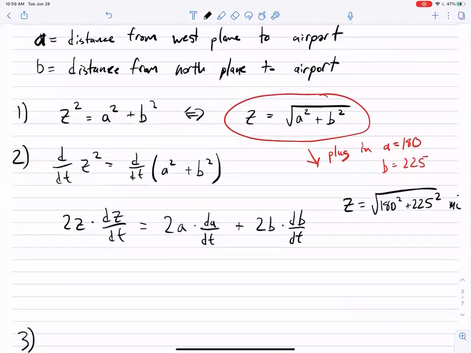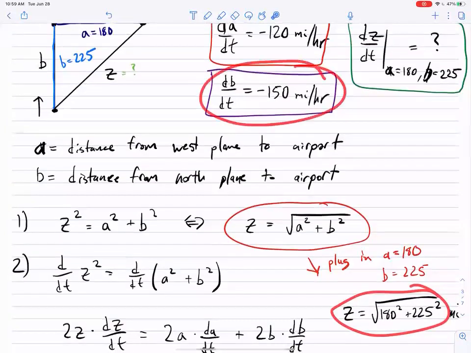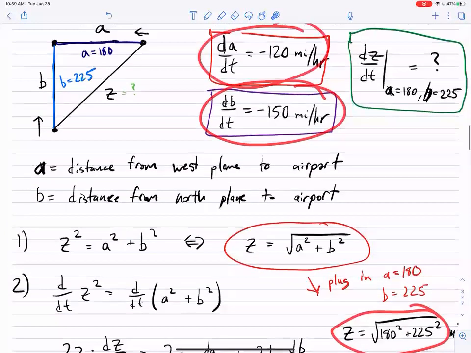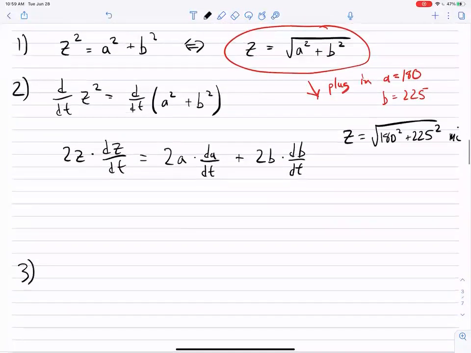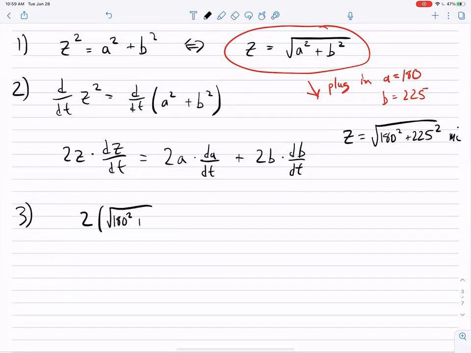Okay, so now we can plug this in for z, plug in this quantity for dB dt, this quantity for dA dt, and then that for that and that. I'm not going to write all that down, but let's just do it. So what do we get? We get that 2 times the square root of 180 squared plus 225 squared, because that was z, times dz dt is equal to 2a.